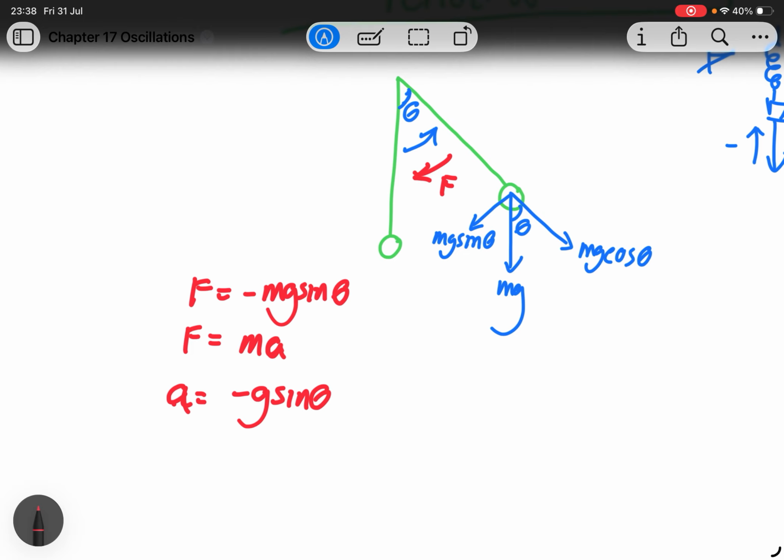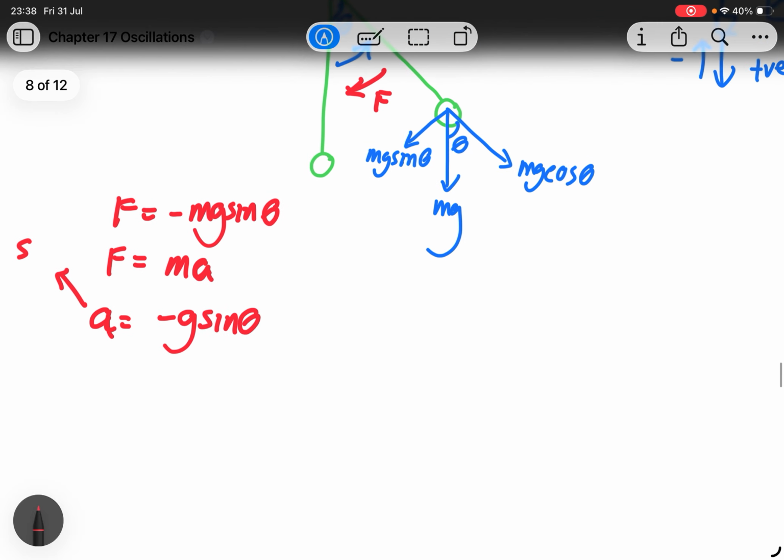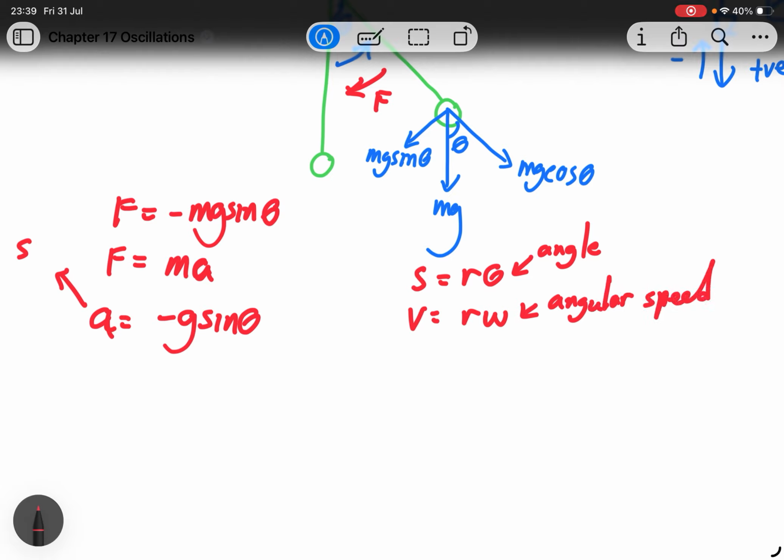Because this is acceleration in terms of displacement, but we don't have that, we need to find another formula from our circular measure, where we know that arc equals r theta, where theta is the angle, velocity equals r omega, where omega is angular speed, and acceleration equals r alpha, where alpha is angular acceleration.